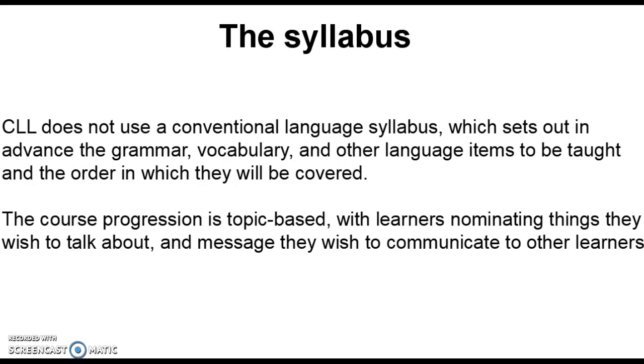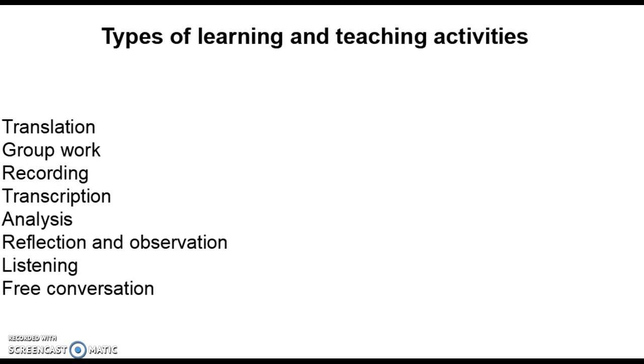For the syllabus of CLL, CLL does not use a conventional language syllabus which sets out in advance the grammar, vocabulary, and other language items to be taught and the order in which they will be covered. The coverage progression is topic-based, with learners nominating things they wish to talk about and messages they wish to communicate to other learners. There are some types of learning and teaching activities: translation, group work, recording, transcription, analysis, reflection and observation, listening, and free conversation. I will not talk about them in detail.